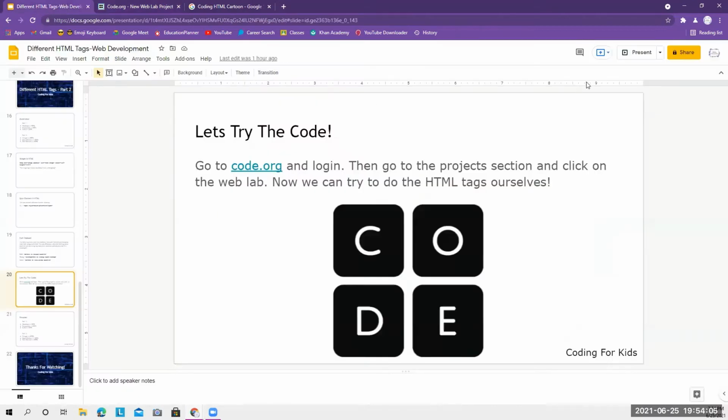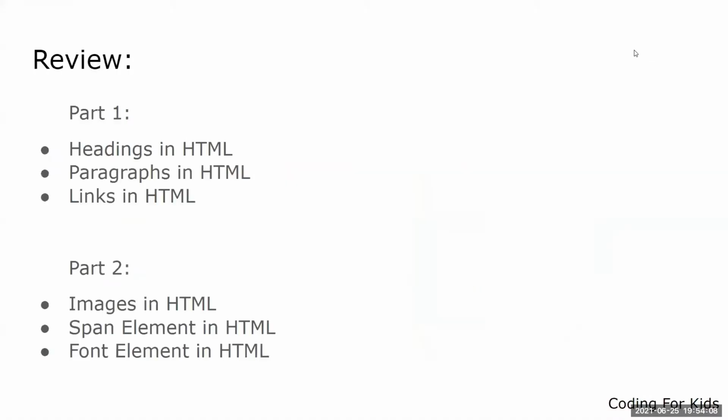Now let's go back to our slideshow and review what we did. In part 1, we learned about headings, paragraphs, and links in HTML and how to code for those. In part 2, we learned about images, the span element, and the font elements in HTML, and we coded for that. We made a web page together with all of those elements. These aren't even all of the elements and tags in HTML. There's so much more, but these are the main ones that come in handy and are really common.